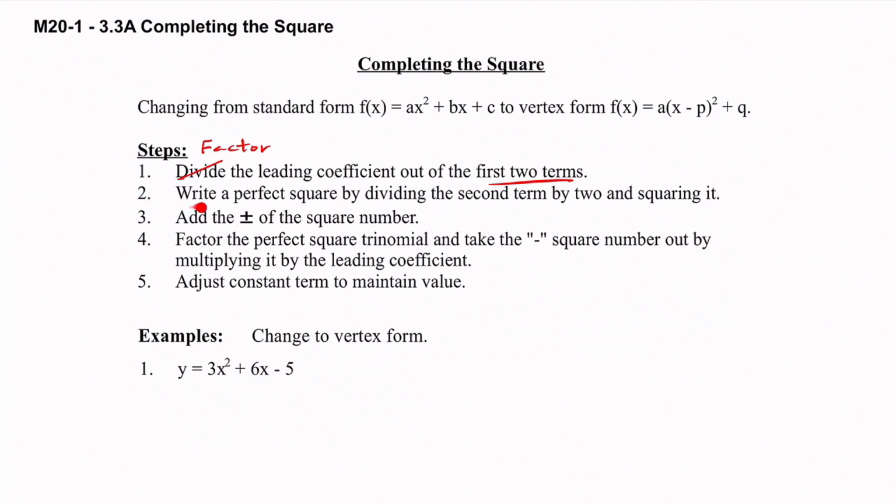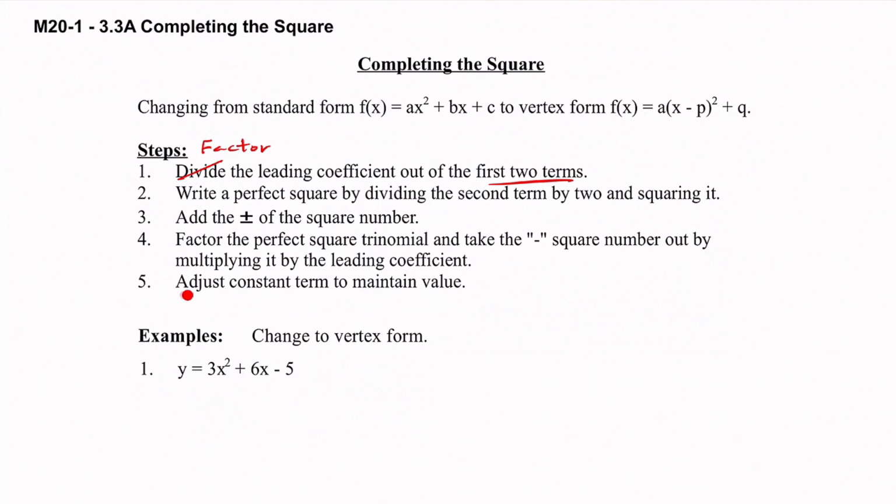Step number 2 says write a perfect square by dividing the second term by 2 and then squaring it. That'll make more sense once we do some examples. Step number 3, add the plus minus of the square number. So whatever we got from step 2, we are going to add the plus and the minus, and I'll show you why we do that. Step 4, factor the perfect square trinomial and take the negative square number out by multiplying it by the leading coefficient. Again, all these steps are going to make more sense when we do an example.